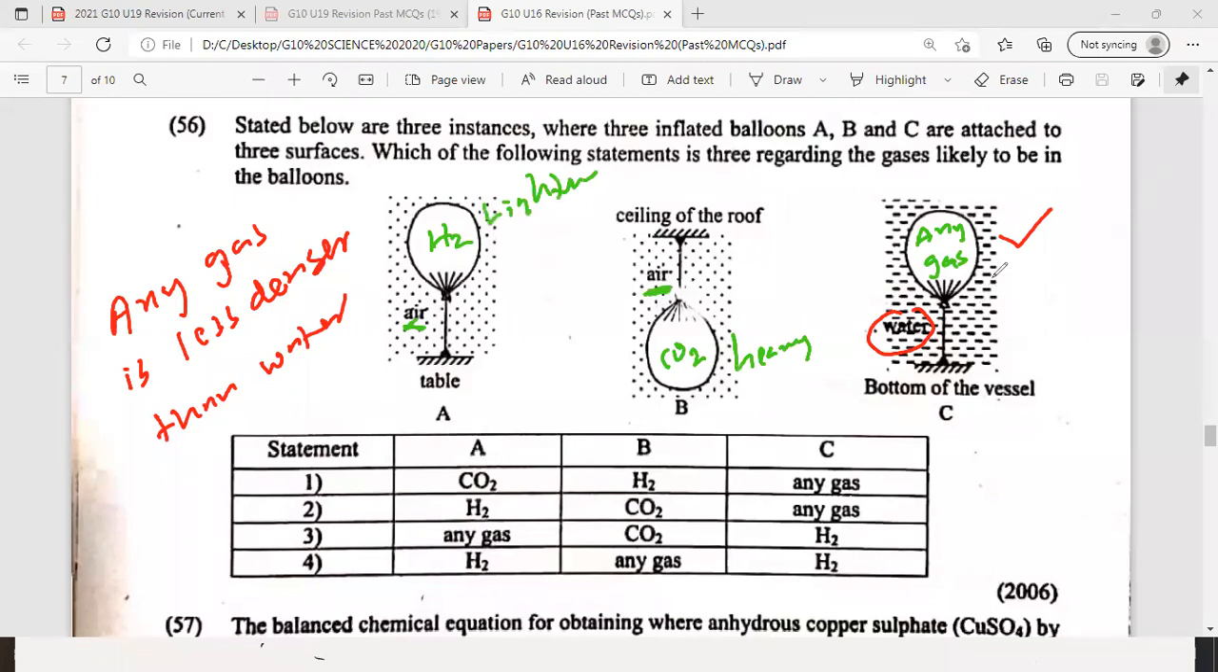What is the answer? The answer is H2, CO2 and any gas. The answer is the second. Very good. Please raise your hand if you got the second answer for this. It's a very good question. See the way they ask questions, from what you study in the textbook.